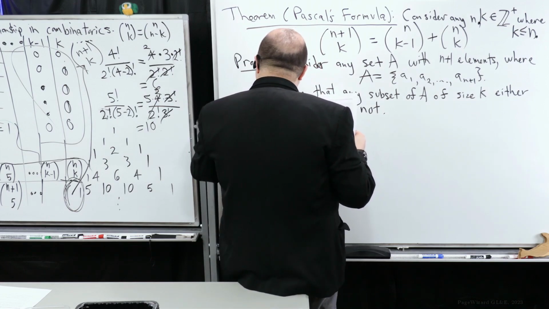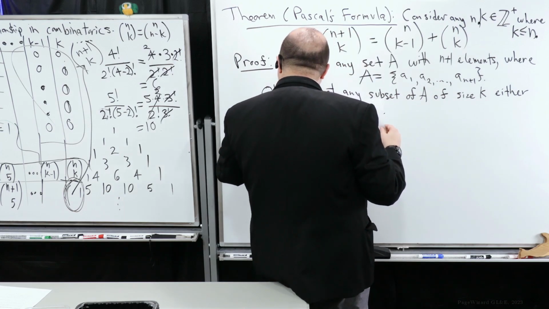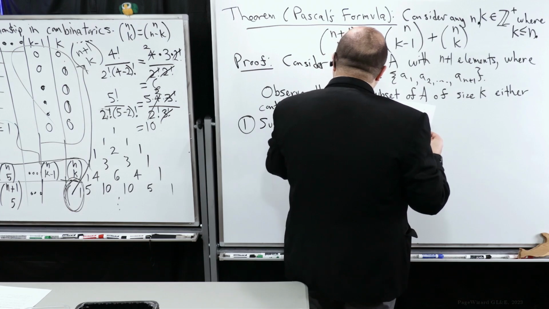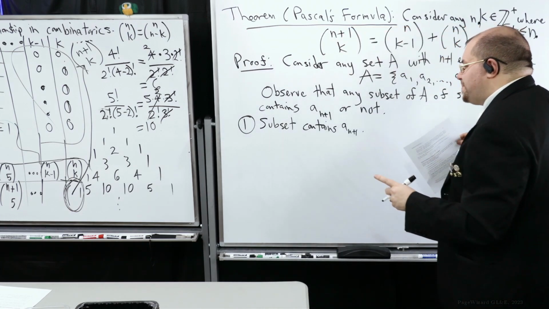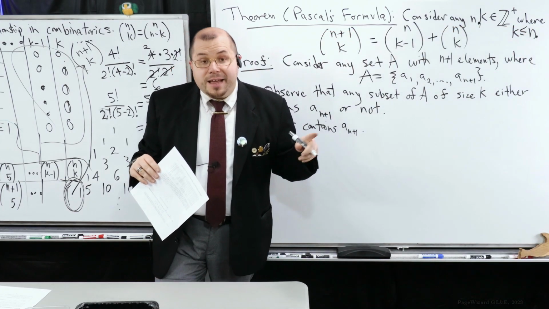So we have our first case. Our first case is when a subset contains a_{n+1}. Then, what can you say if a subset of size k has a_{n+1} in it?